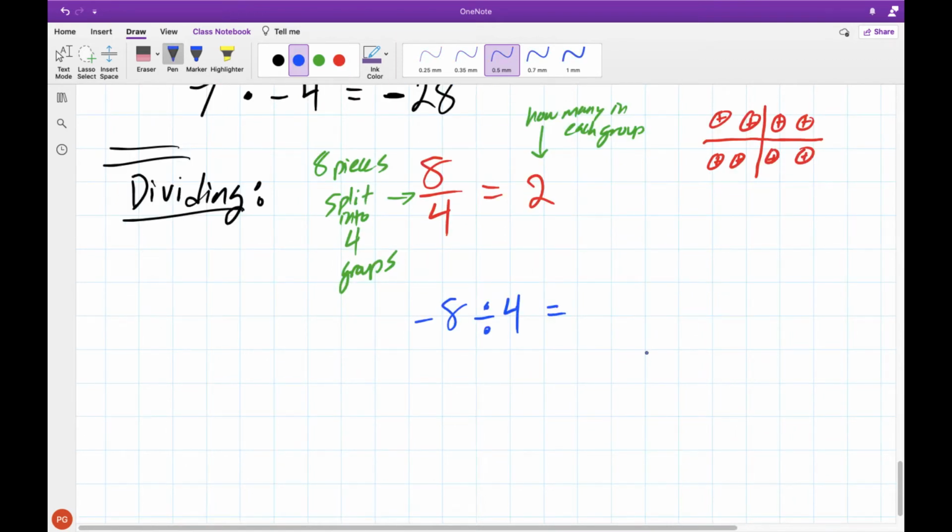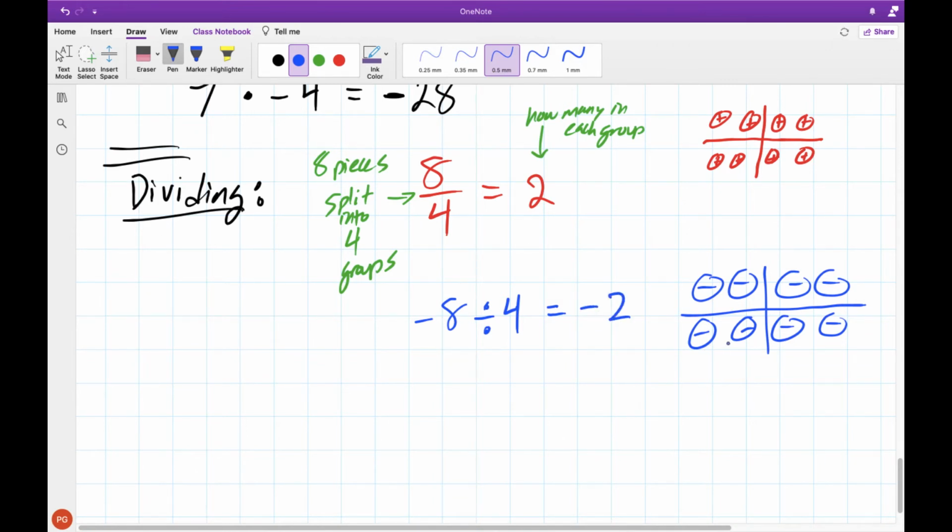If we look at a slightly different example, now we're starting with negative 8 pieces and still splitting it into 4 groups. Notice that when we split it into 4 groups now, each group doesn't have positive 2 pieces in it, each group has negative 2 pieces in it. As we can see, when our signs match here, we end up with a positive answer, but when our signs are different, we'll end up with a negative answer.